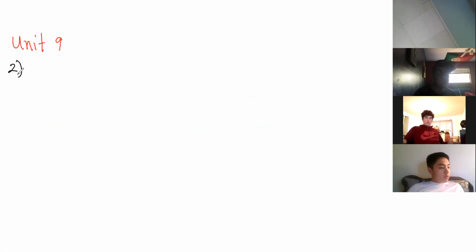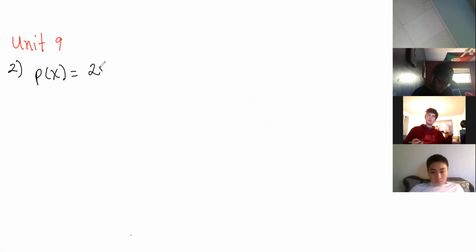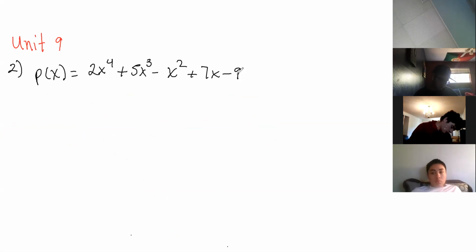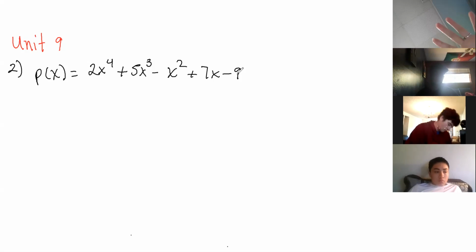Okay, Unit 9, number 2: list all the possible rational zeros for the function p of x equals 2x to the 4th plus 5x cubed minus x squared plus 7x minus 9. If you don't remember, you can always look back at your notes. If you go to Unit 9, it was titled Possible Rational Zeros or Possible Rational Roots. It's something where you did factors of 9 and factors of 2. I'll start you off there.